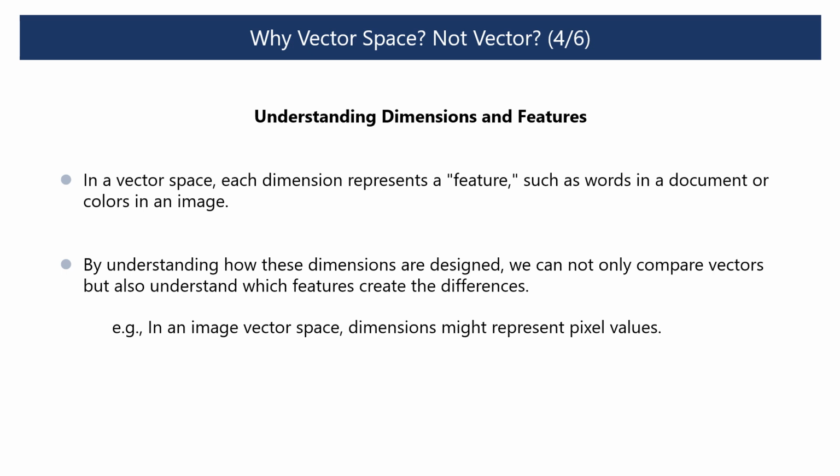Second, understanding dimensions and features. In a vector space, the dimensions are important. Each dimension represents a feature, such as words in a document or colors in an image. By understanding how these dimensions are designed, we can not only compare vectors, but also understand which features create the differences. For instance, in an image vector space, dimensions might represent pixel values, which helps capture the differences between images.